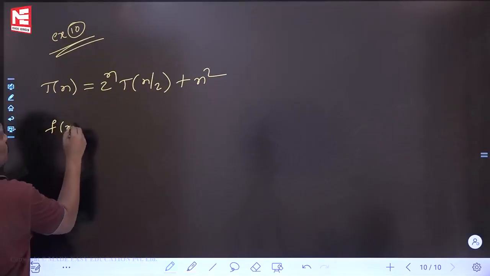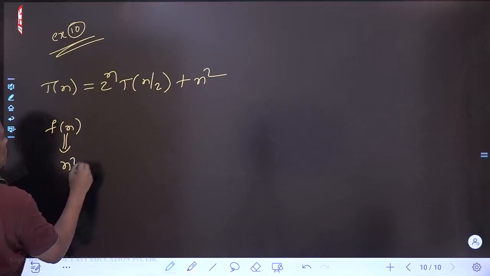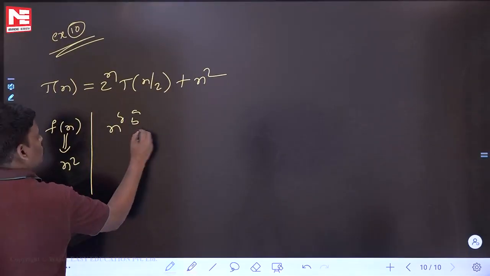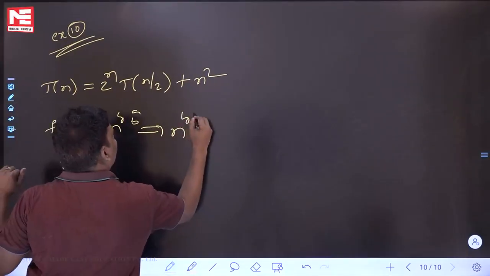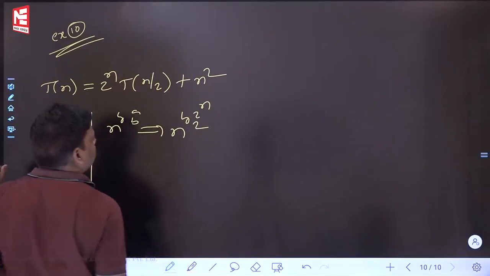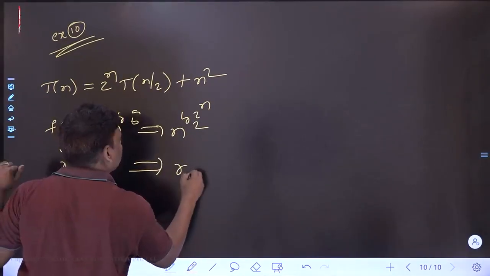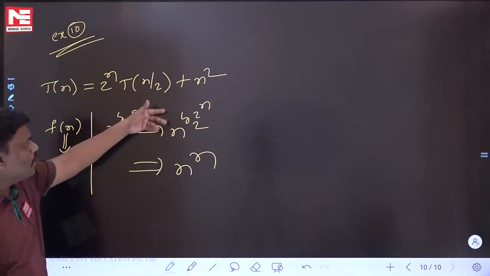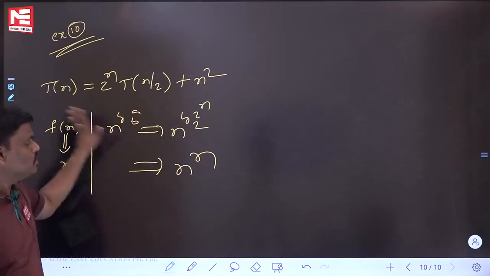What is f of n? n squared. What is n power log a base b? It goes to n power log 2 power n base 2, which goes to n power n. So f of n is n squared, and n power log a base b is going to be n power n. That is okay.